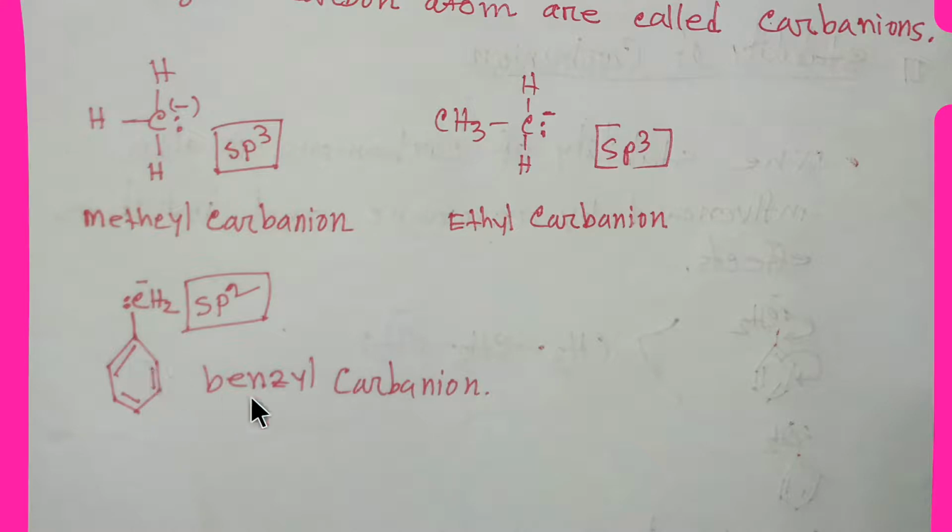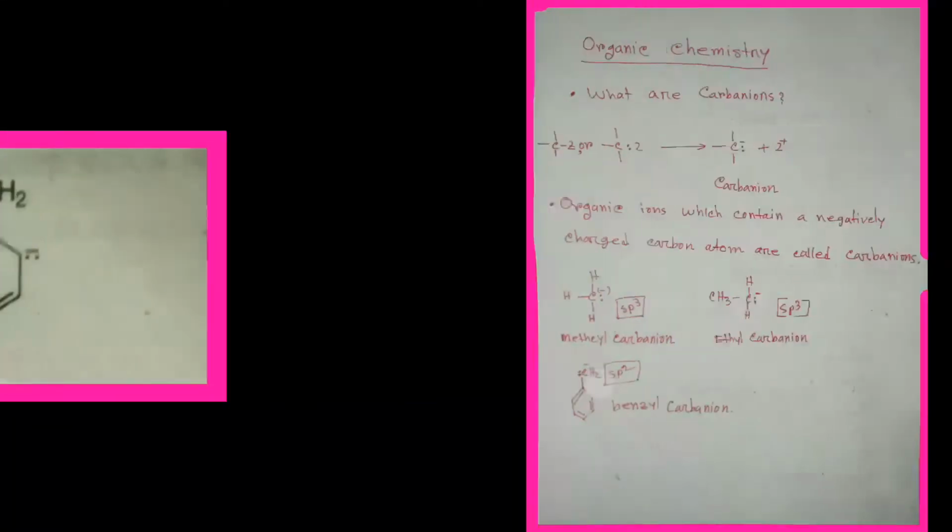But in benzyl carbon ion, this carbon is sp2 hybridized. That is, if the negative carbon attaches with hydrogen or carbon, then the negative carbon will have sp3 hybridization. On the other hand, if the negative carbon has a relation with a benzene ring, then the negative carbon will have sp2 hybridization. This is the technique to remember. So I hope you will learn it.